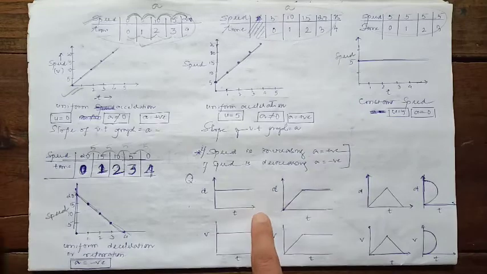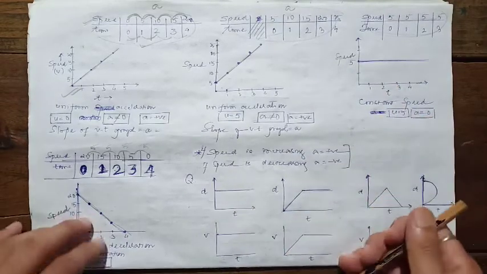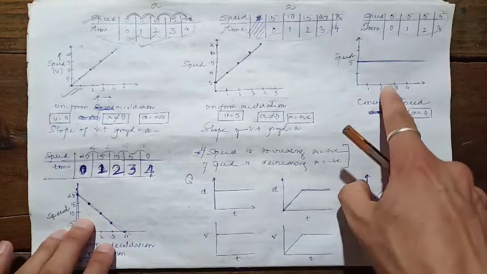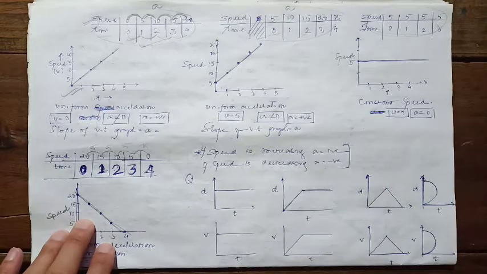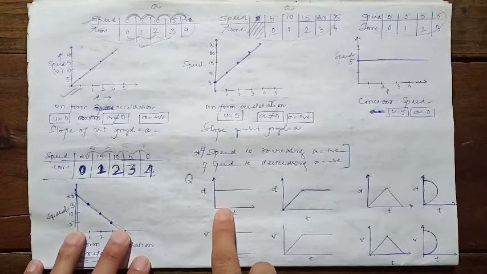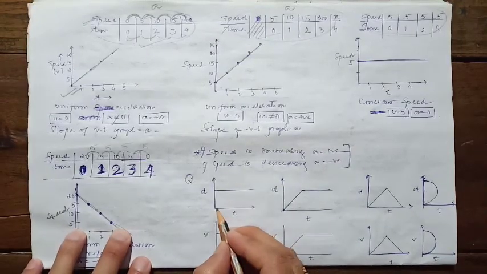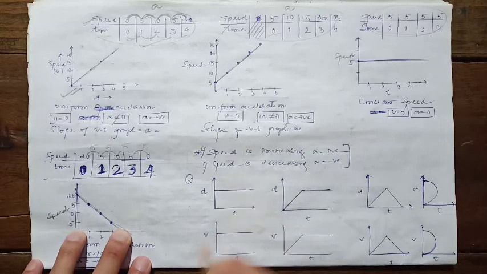So what is the answer? See, students, compare this graph. This is your velocity time graph, speed time graph, and this is your distance time graph. So before you answer any graphical question, you must see what type of graph it is. First, is it a distance time graph or a velocity time graph? So in this case, it's a distance time graph. Now students, as the time passes, the body has not covered any distance.